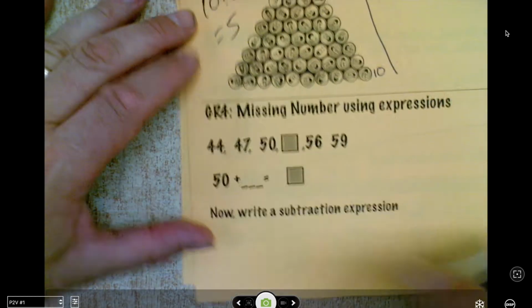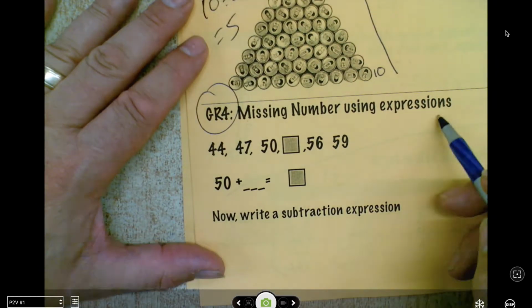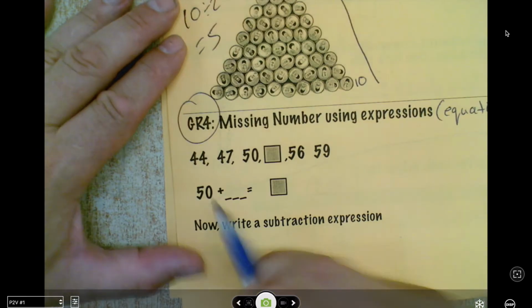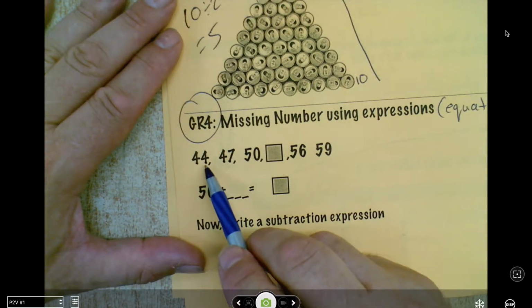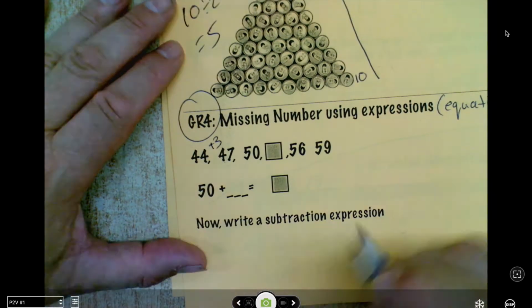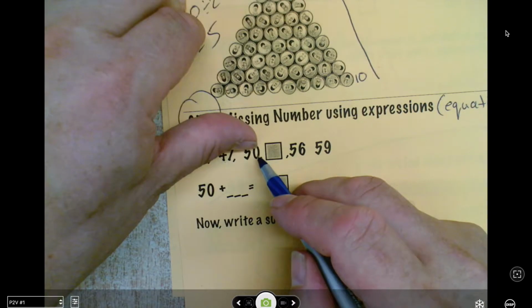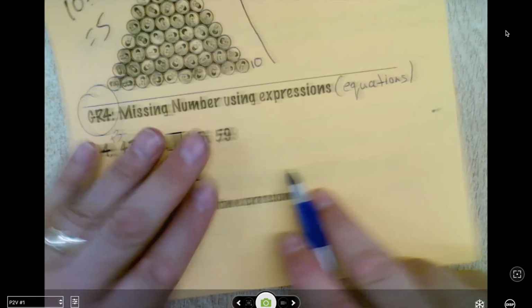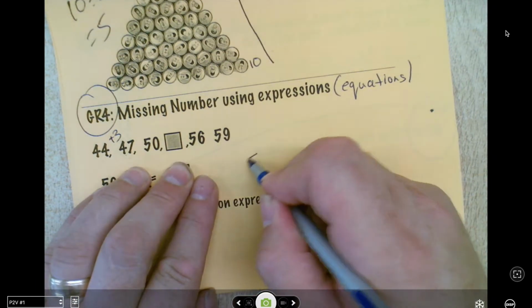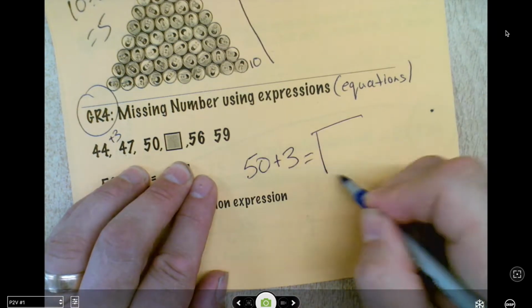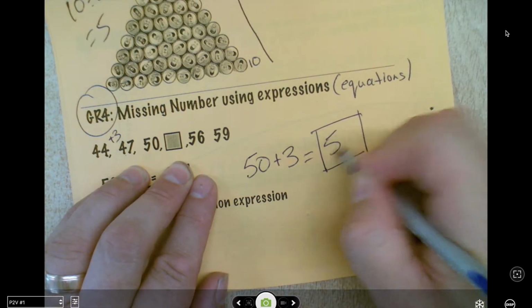Okay, grade 4, it's your turn. Figuring out the missing numbers using expressions, or the other word for expressions is equations. So in this one, I'm looking at the pattern, 44 plus 3 plus 3. So this is a plus 3 pattern. I see the pattern is adding by 3, but I don't know what this mystery box is. So I'm going to make an equation. If you don't mind, I'm going to write it all out over here. I'm at 50. I know I'm adding by 3, and so that will give me the number that's in the box, and that gives me a number of 53.